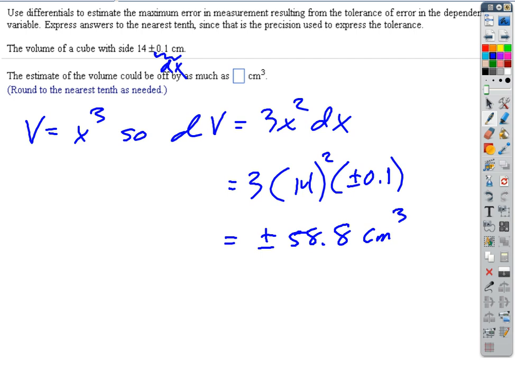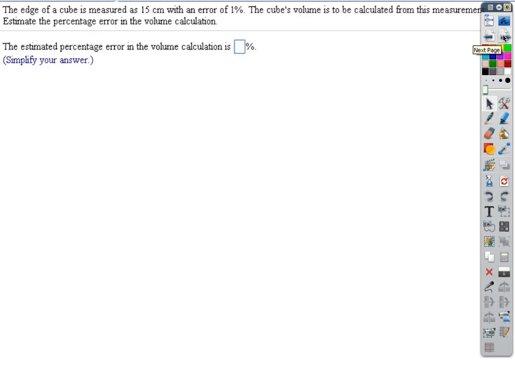Okay, now a better question. That's sometimes valuable to know, but a more important question to be able to answer would be one like this, where they want a relative error. Because then we're getting it in terms of a percentage, and so we really know, is it good or bad? Okay, we'll finish. So the edge of a cube is 15. Now this time, we can measure the edge of a cube with an error of 1%. The cube's volume is going to be measured, and we want to estimate the percentage error in measuring the volume.